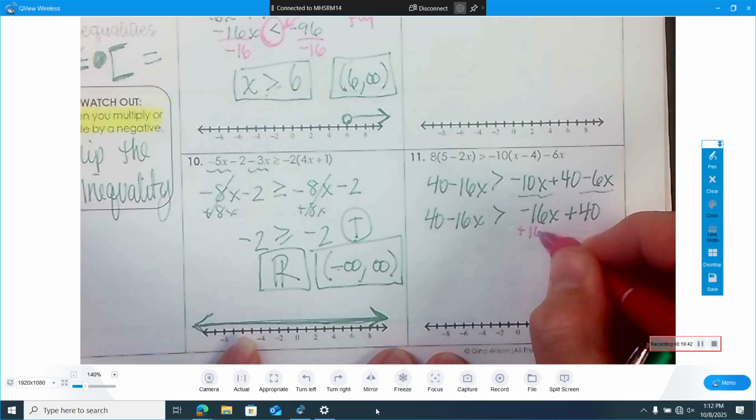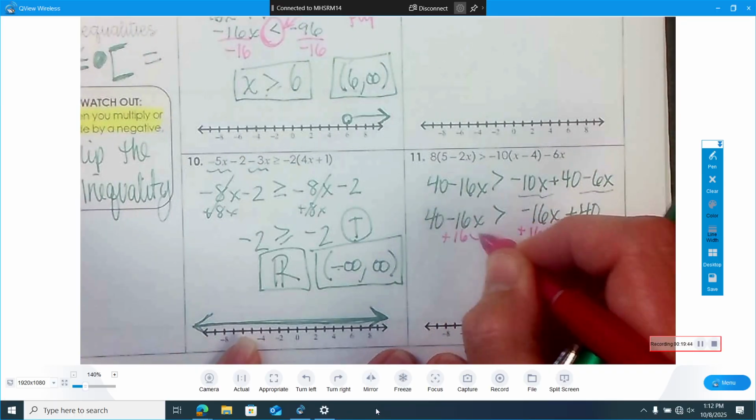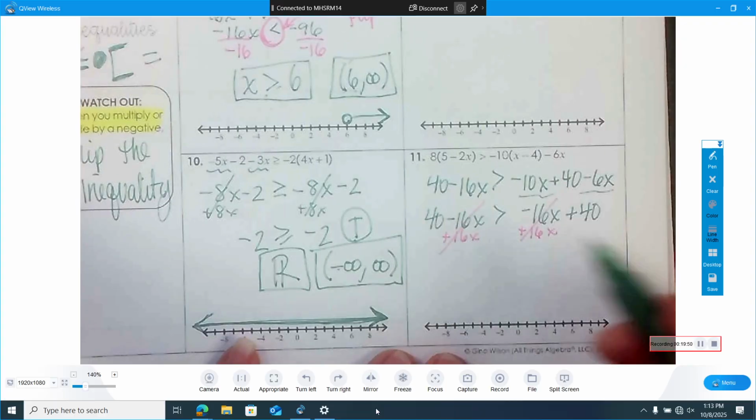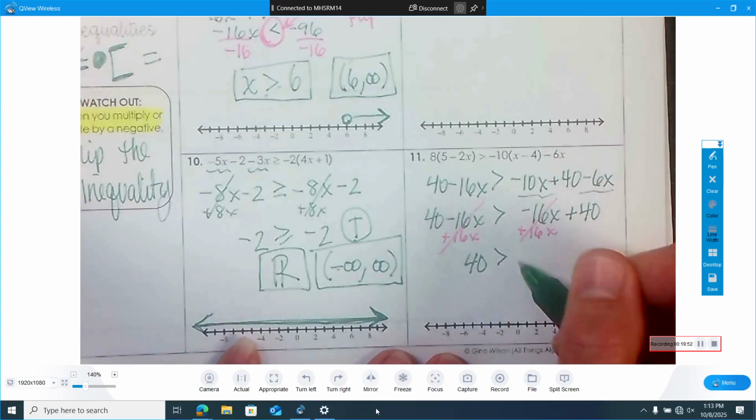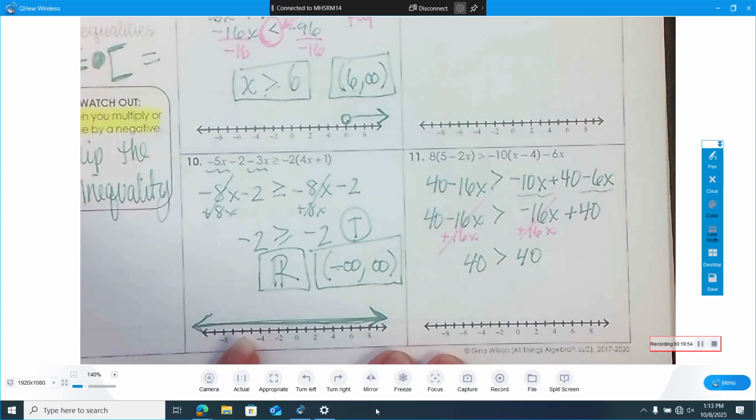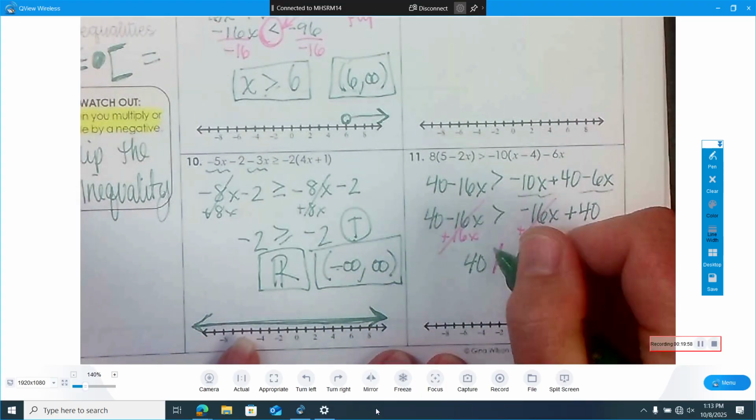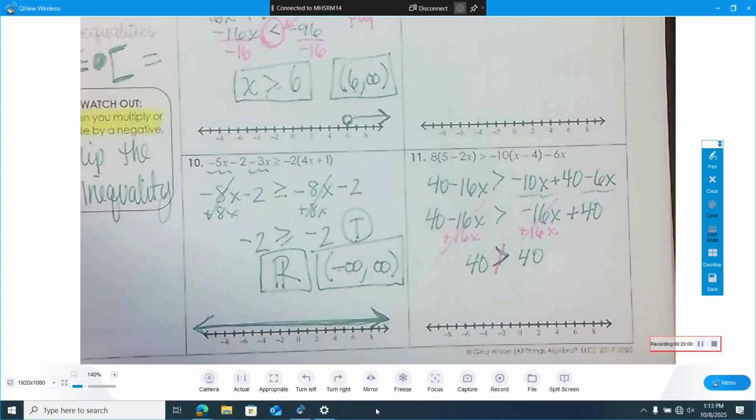Again, I'm going to go ahead and do what I would normally do, which is add 16x to both sides, and I get 40 is greater than 40. False. That is a false statement. So you can just strike through your greater than symbol. That is a false statement.